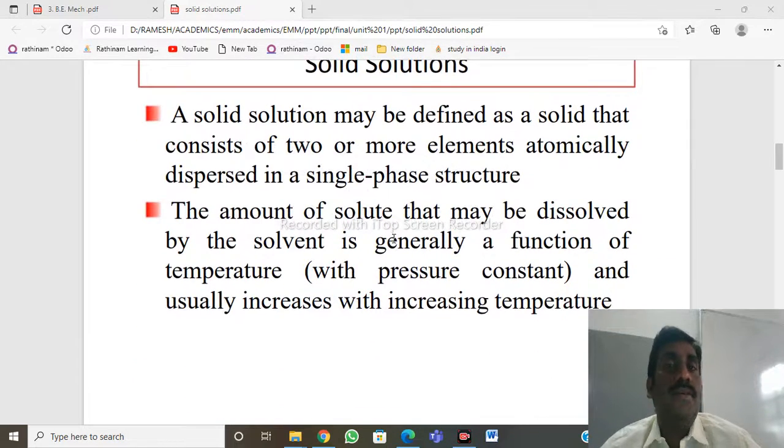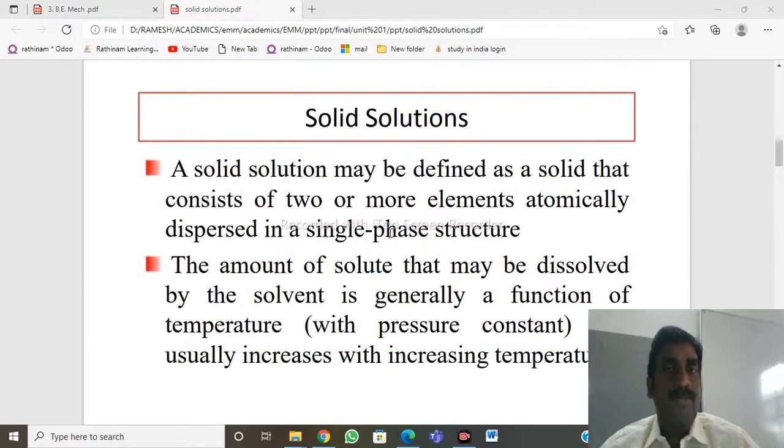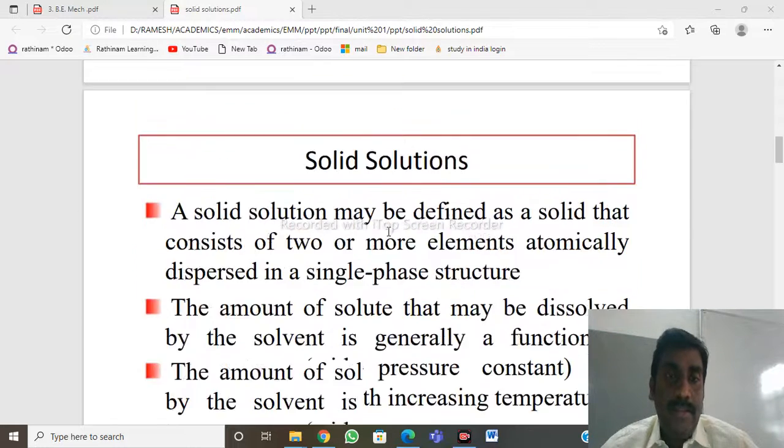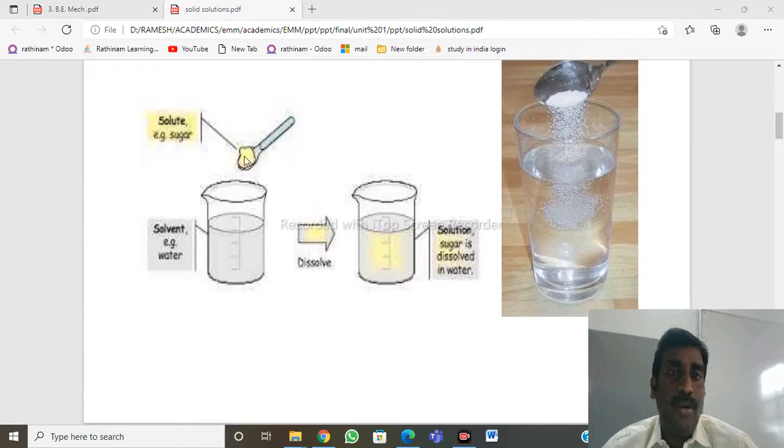So what is meant by a solid solution? In this example, one of the elements is a solid and another is a liquid, so we can easily mix the solid element into the liquid element. This can be done easily.